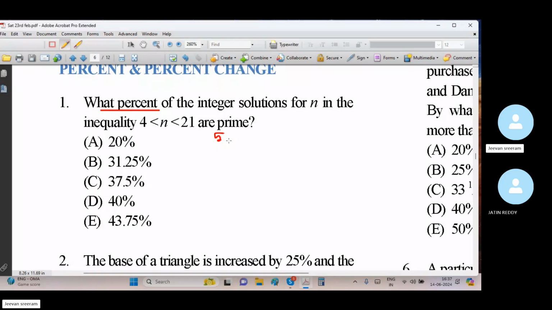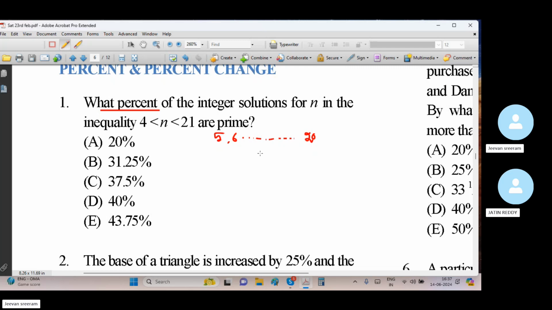What percent of the integer solutions of n in the inequality are prime? Okay, so I have to go with 5, 6, up to 20, right? Yes, sir. Integer solutions for n. Okay, we need prime numbers.